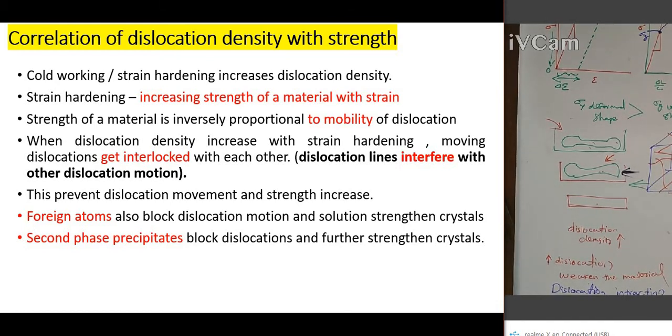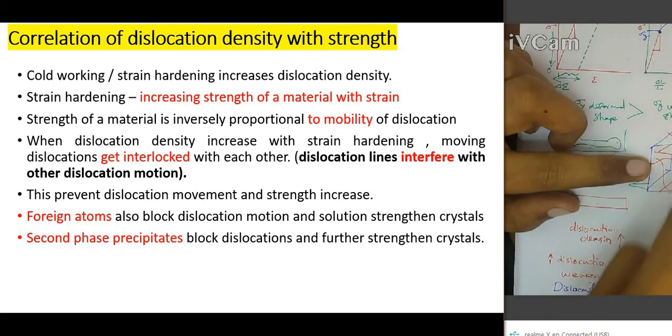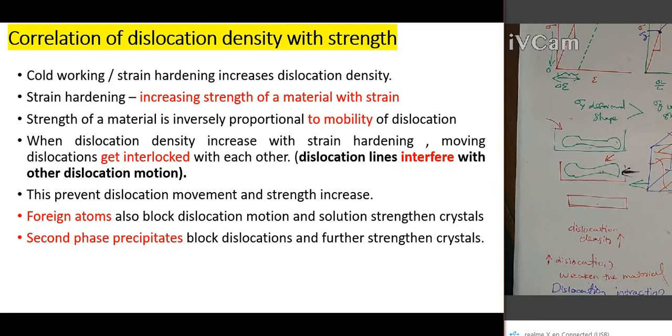So foreign atoms are a strengthening method. The motion of the dislocation can be arrested by strain hardening. Second one is these foreign atoms that also block the motion of the dislocations. And third one is second phase precipitate. We will discuss this second phase precipitate later, and that also strengthens the material by arresting the motion of the dislocations.